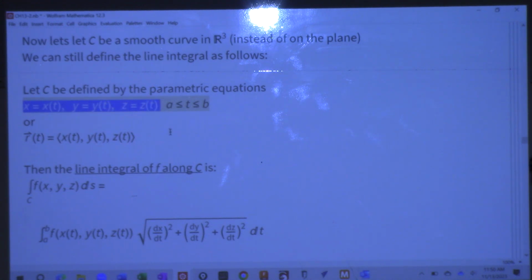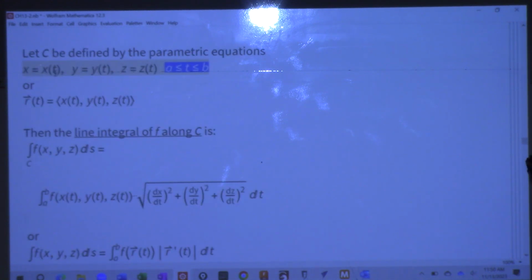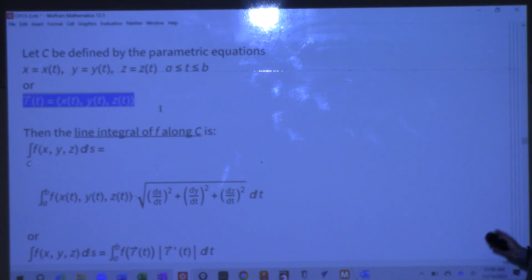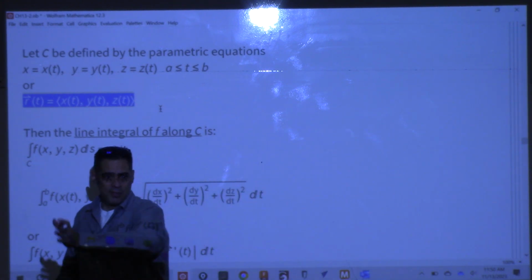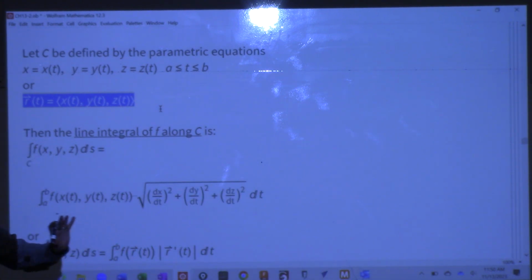A parametric for each one. And then we'll have some restriction on t. And then we could convert this over to a vector function. Remember, vector functions of a single variable like that draw curves in three-dimensional space. So we're going to step away from the parametric notation and go back to the vector notation, which is this.